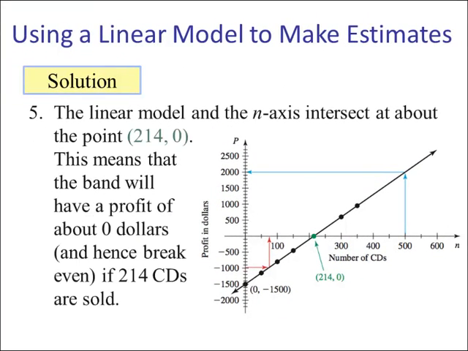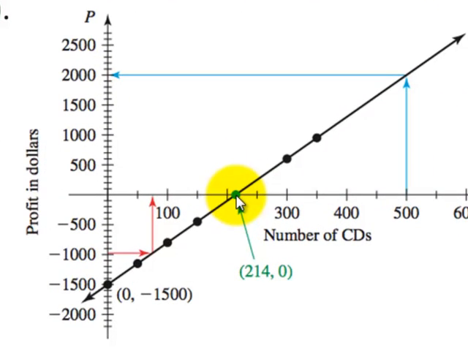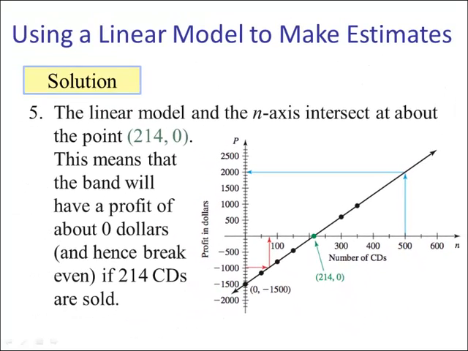Number 5, to find the N-intercept, that's the point that crosses the N-axis. So we see that it's 214, and then our profit is 0. Sometimes this is known as the break-even point. So what this means in this situation is if the band sells 214 CDs, the profit will be 0. For the profit to be positive, they will have to sell more than 214 CDs.